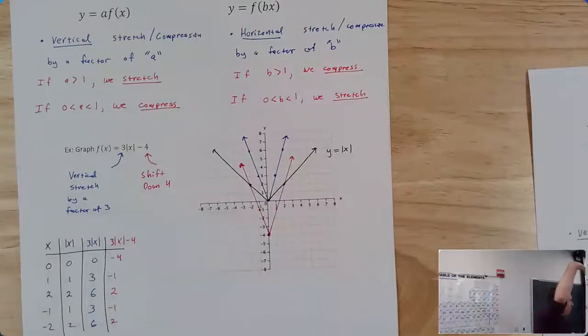Okay, so vertical stretch really stretches the graph. It makes it look skinnier and taller. Right? That's what I would say a vertical stretch is. It makes it look skinnier. But really, you're not making it skinny, you're making it taller. So it's one, not the other. It's not both.